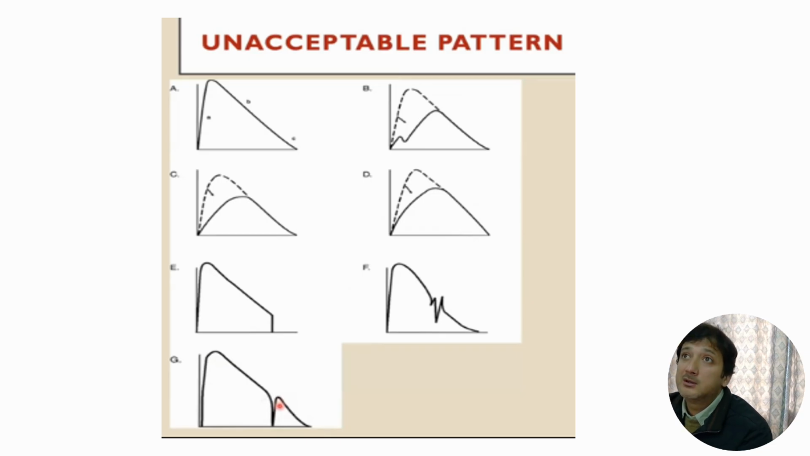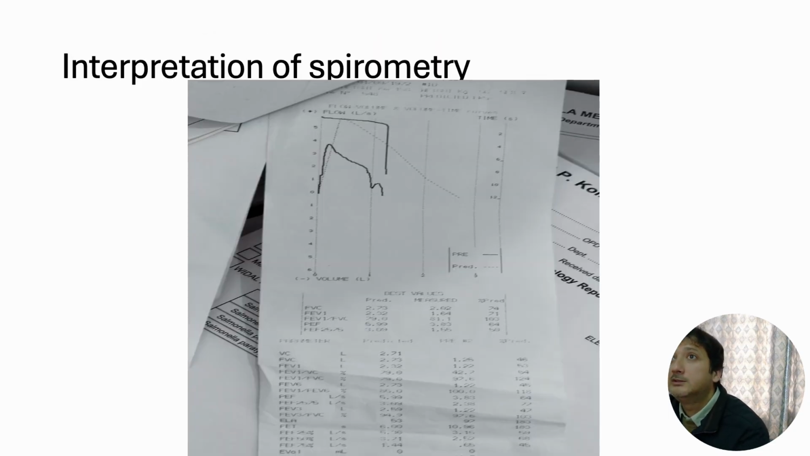Unacceptable patterns: when should we say the report will be unacceptable? If the patient coughs at the start of the spirometry, or if he's not applying good effort. Normally these are the two. But if there is a cough at the end of the expiration, then we can still take it as an acceptable pattern. You can see the graph here. This is the FEV1.